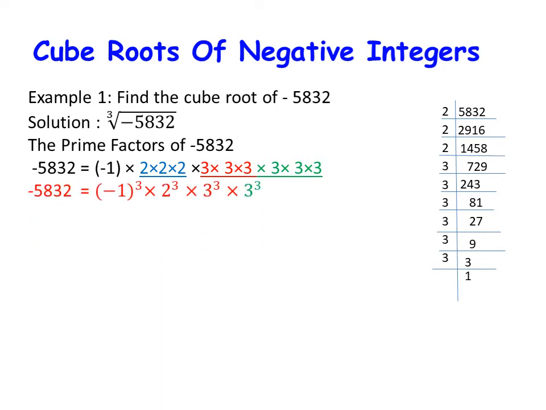Then taking the cubic powers, you will change them to exponent form: -1 cube into 2 cube into 3 cube into 3 cube. All the factors are in triplets. This shows that 5832 is a perfect cube, so its cube root is possible. Now we will write them like this.